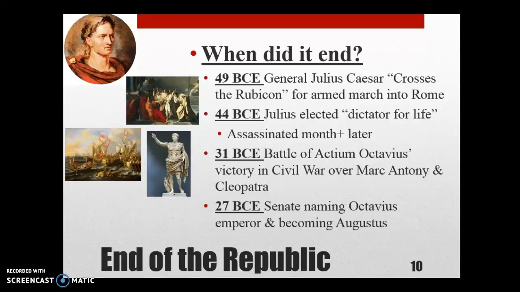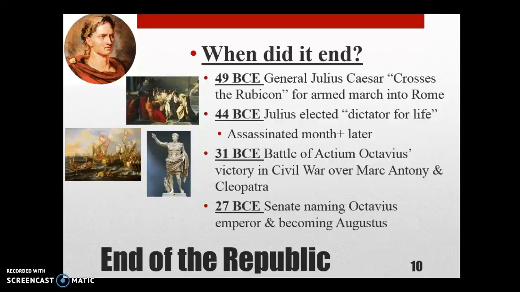Now in this case, in 44 BCE, the Senate isn't really doing this voluntarily. They're doing it under the pressure of General Julius Caesar's army intimidating them. And so they will give him this position, but within a month they will turn on him and he will be stabbed on the floor of the Senate by many of these leaders, many of whom had been his personal friends.